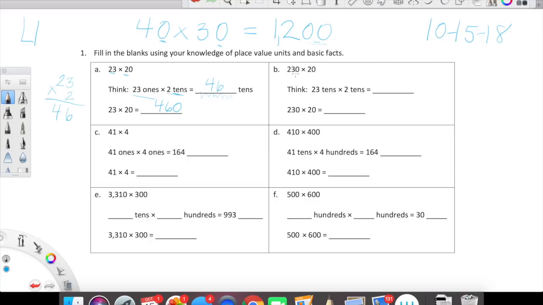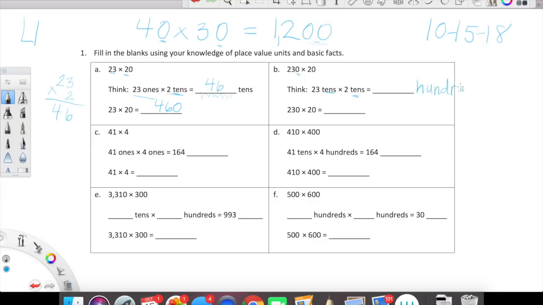B is very similar, but we have a different place value here. So now we're looking at 230 times 20. The first line, we're going to think about unit form. 230 is 23 tens. 20 is 2 tens. So what we need to do for the blank is rewrite this in unit form. Let's look at tens times tens. What is 10 times 10? Well, 10 times 10 is 100.